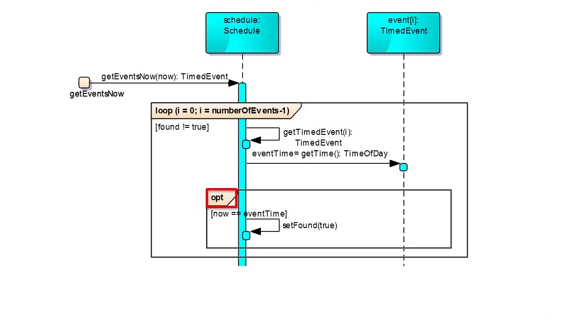This diagram shows an opt combined fragment inside a loop. This is shown by the keyword opt in the top left. The loop works through all the timed events in a schedule, getting each timed event in turn and checking if the time of that timed event is equal to the current time passed in as a parameter. If it is, then it sets found equal to true. The loop has a condition on it that checks for the value of found each time round and will exit from the loop if it is true. So as soon as it finds a timed event for the current time, it exits the loop.